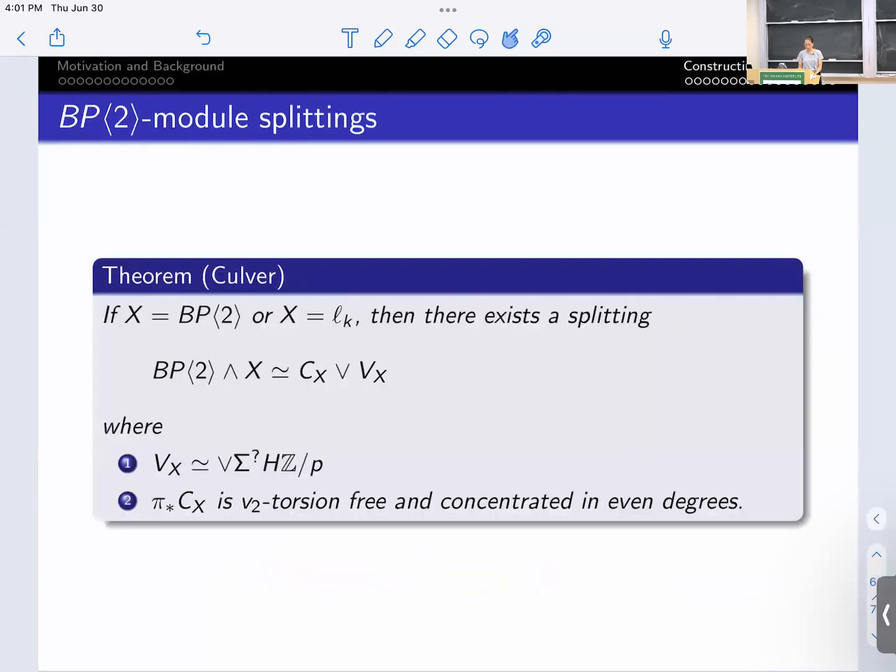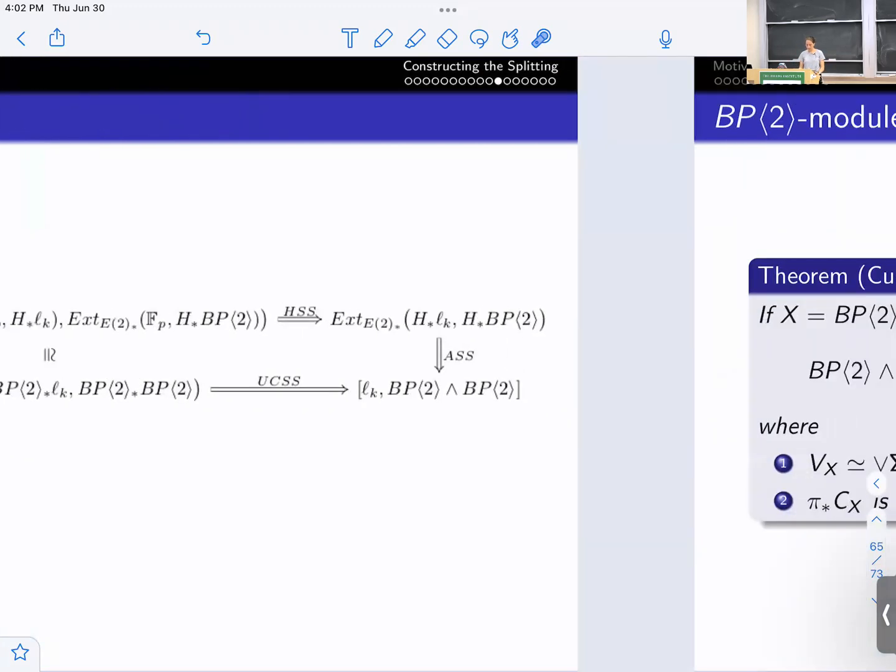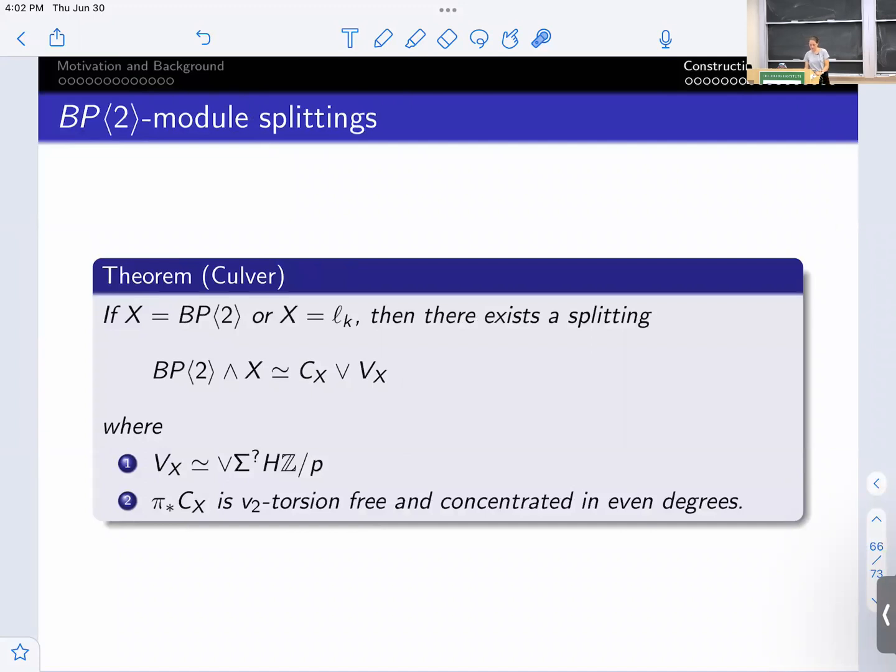Okay, so we have this square, and I said we were going to use it to analyze the potential obstructions. But in order to actually do that, I want to split it into a sum of 4 smaller squares that are easier to manage. So I'm actually going to use a different decomposition of BP2 smash BP2 and BP2 smash LK to do that.